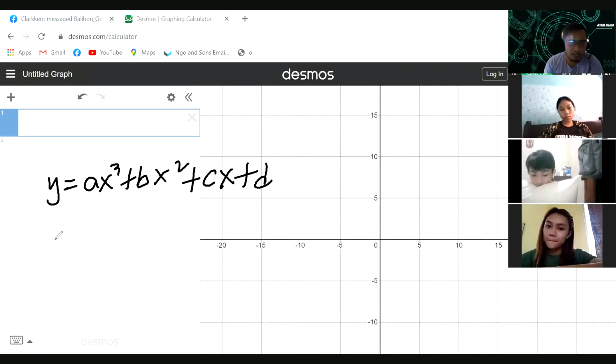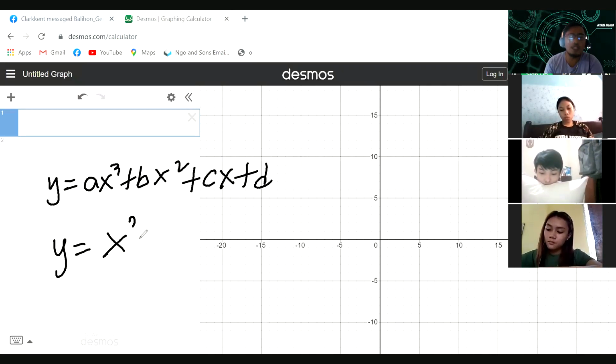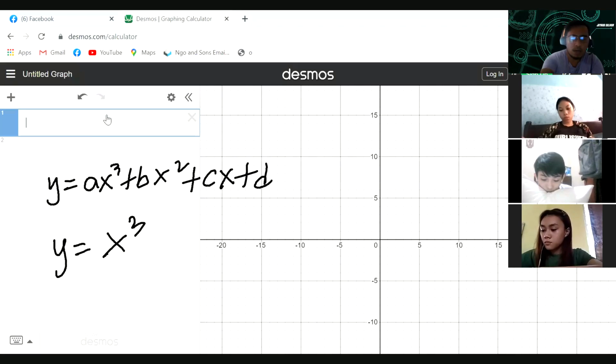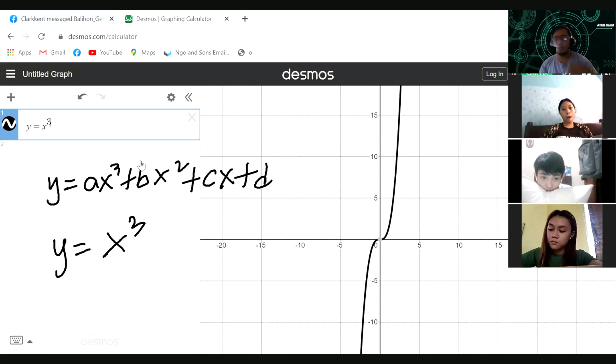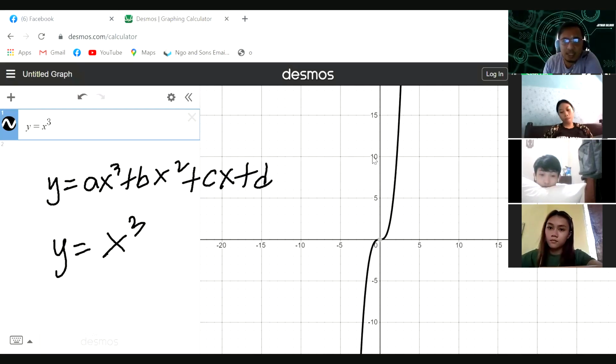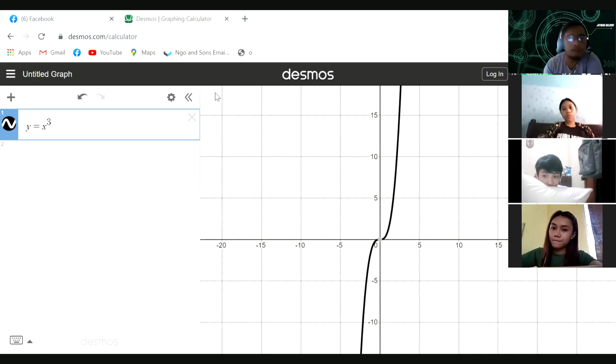One example for that is y equal to x cubed. That is a cubic function. And if you graph that one, it will be given by this y equal to x cubed. As you can see, mura siya gaana, no? I will be giving a picture later. Okay. So that is a cubic function. That will be the picture of the graph of a cubic function. Okay. Next one.